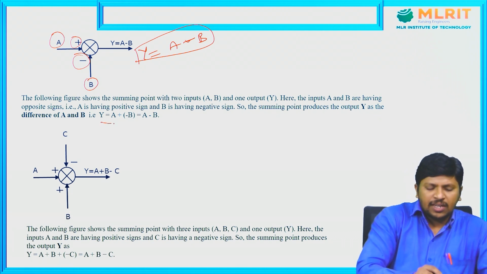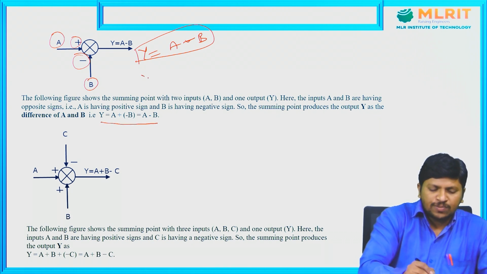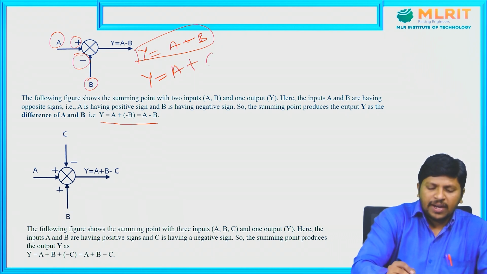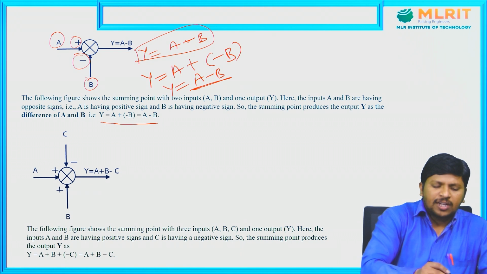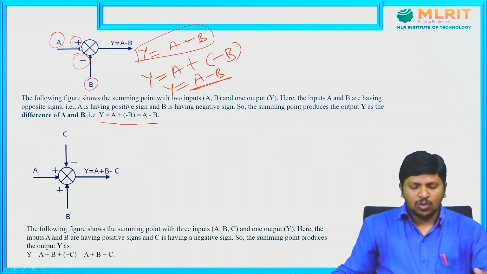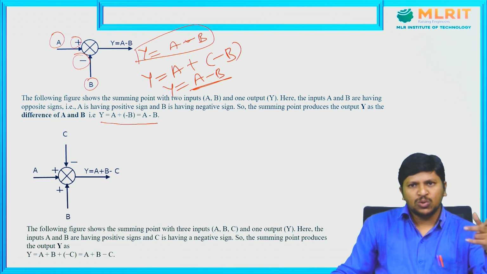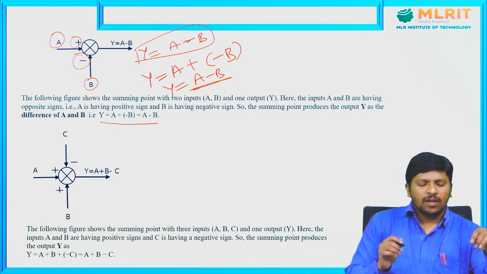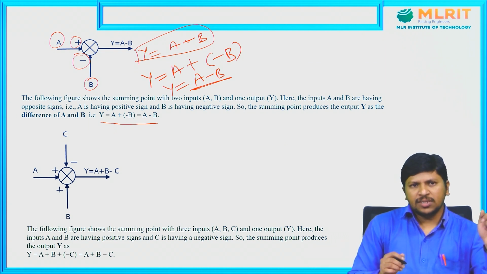Here finally we got Y equals, just observe, A is positive, A plus, B is minus 1, minus of B. Finally we got the value A minus B, right? It is the difference between the input signal A and the input signal B. This is the difference of the two signals, or else we call it the subtraction operation.